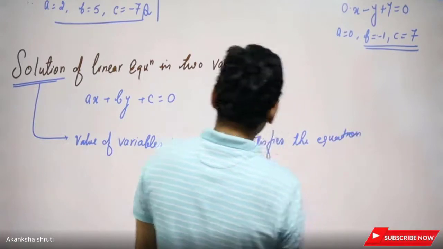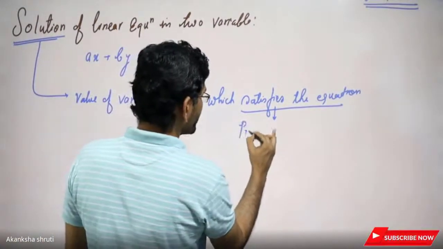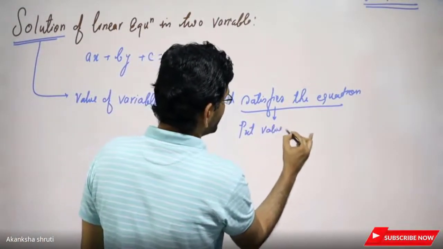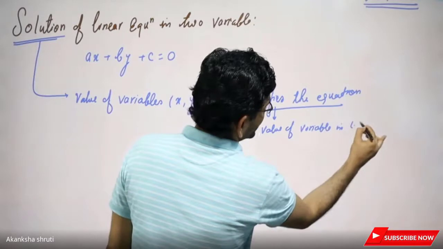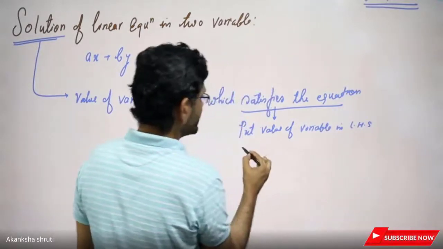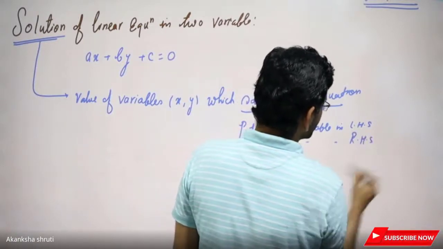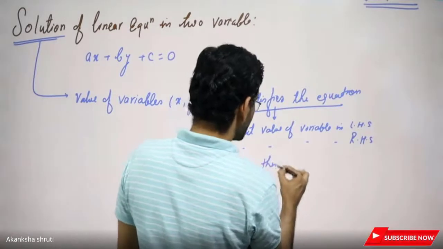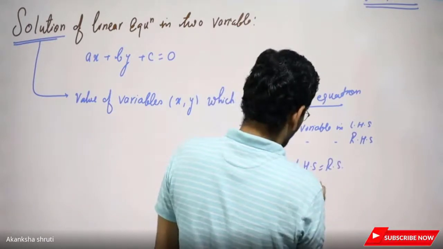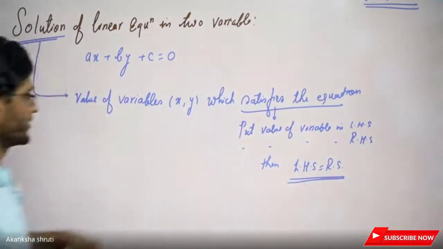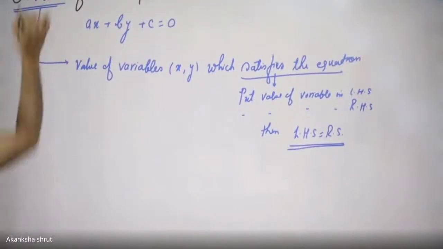Students, satisfies the equation simply means if we put the value of variable in LHS, then if the variable is also in the right hand side, then that value in RHS, then the LHS value must be equal to RHS value. This condition must be satisfied. Let us understand what this definition means and how do we check. Let us take one question.